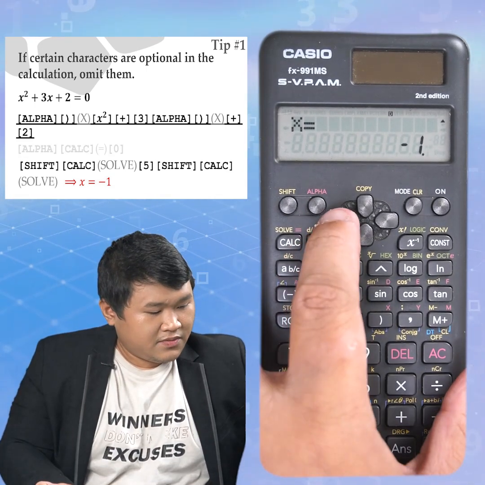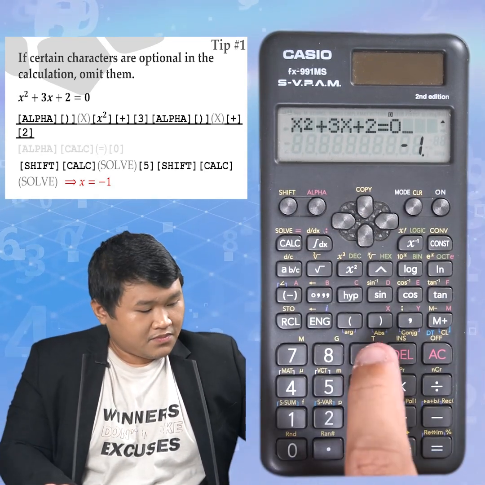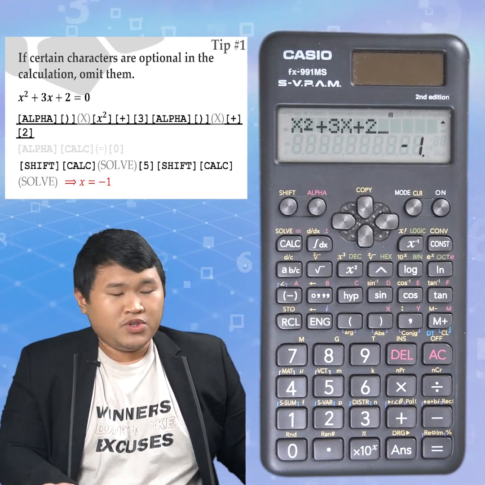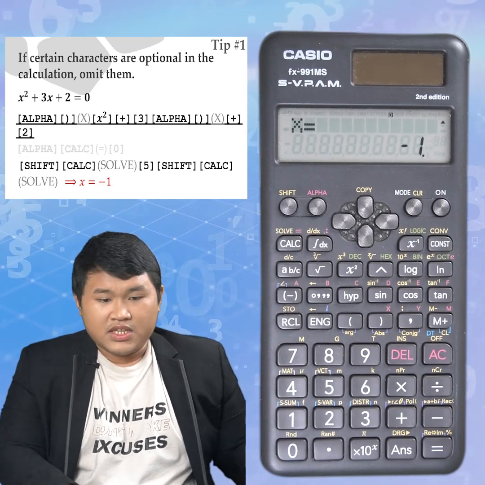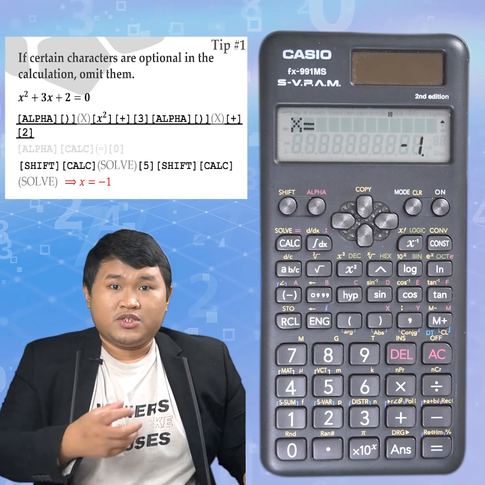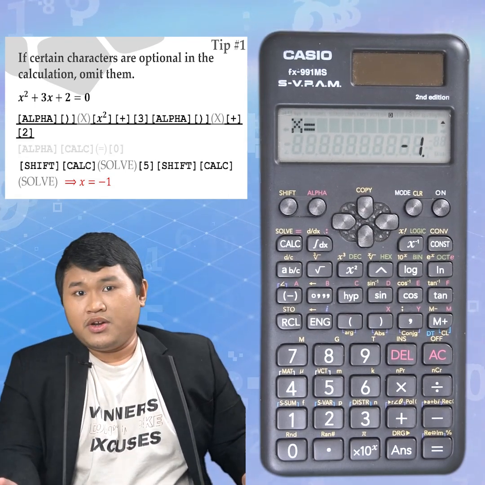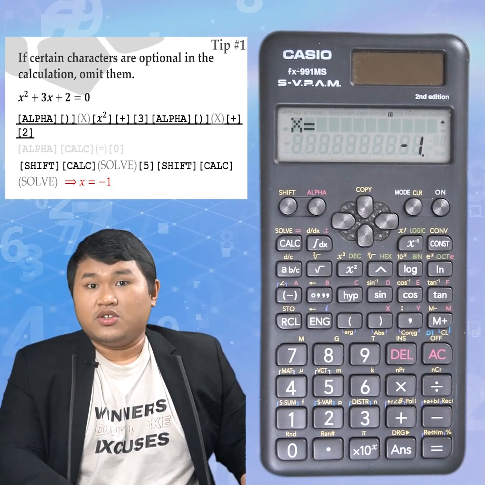So let's do that. Here, let's remove the equal 0. So we just have this input, and then doing the shift solve, you will see that the result is still the same, because in the absence of equal 0, the calculator automatically places equal 0 there and then proceeds with the shift solve calculation. So the results are the same.